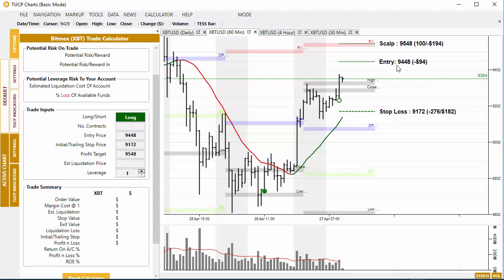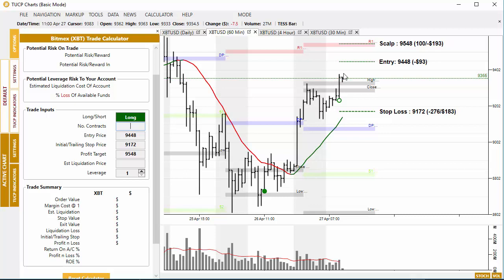So over here we've got the potential trade that's already marked up. We've got some figures in here. We've got to decide how many contracts we want to trade. And again, this is where the calculator is really useful. We've only got around 10% of Bitcoin in the account.